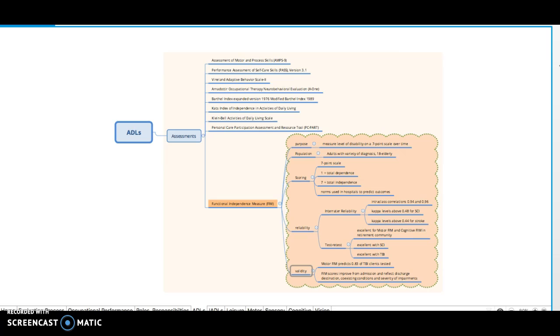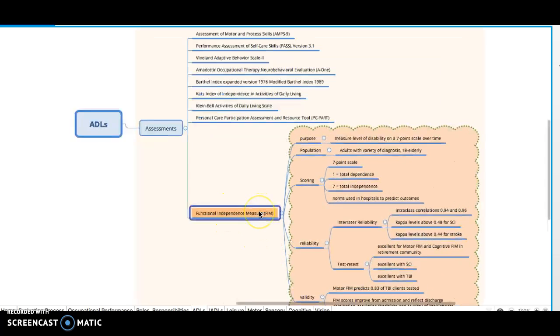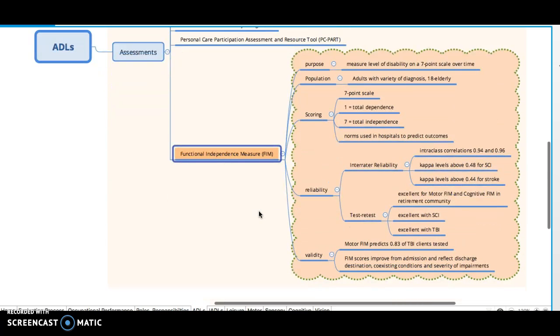In evaluating ADLs, we learned about multiple assessments, but we chose to focus on the FIM, the Functional Independence Measure, especially since we learned so much about it in Dr. Ryden's occupational participation class and saw it used extensively in the hospitals we visited for fieldwork.